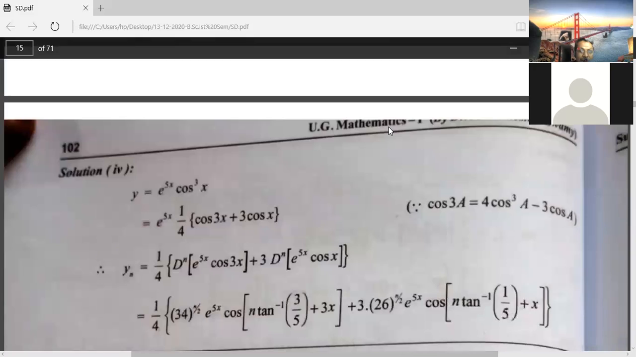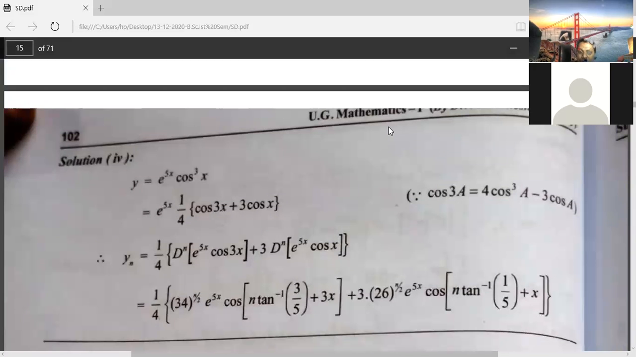Now the next one, e to the power 5x cos cube x. And you see the question is the same for all. That is, you have to find the nth derivative. Here also the same problem. For the product you don't have the formula, but here e to the power 5x cos x is there. You can apply the formula, is it not? The previous one that you have taken, you can apply.